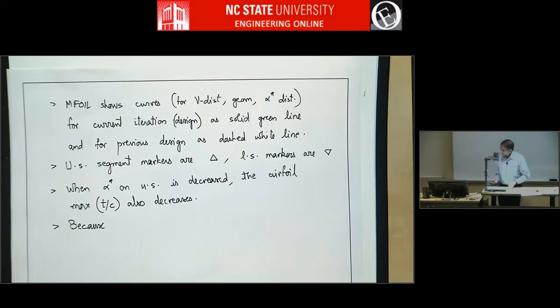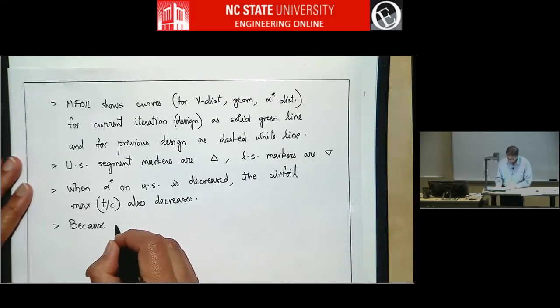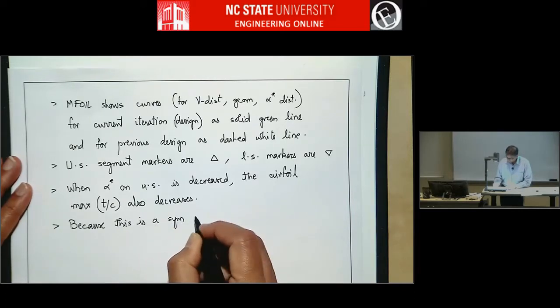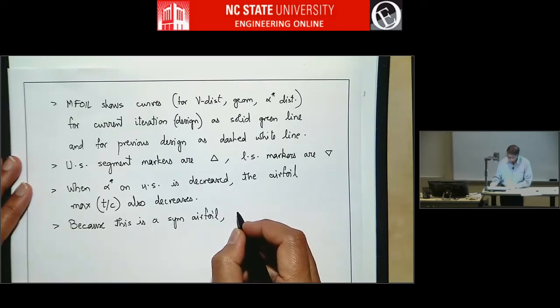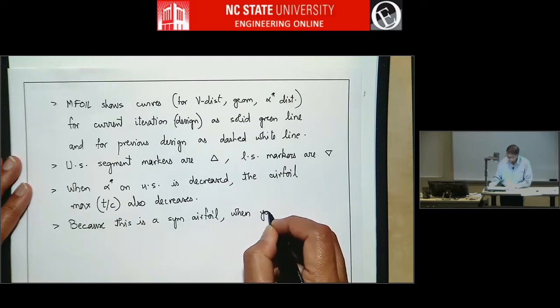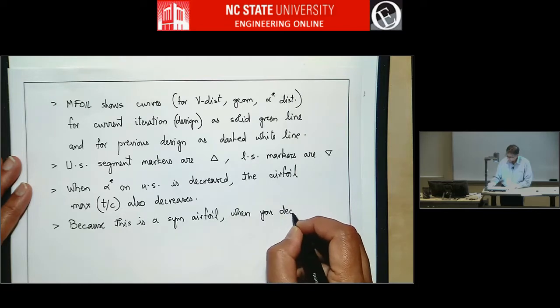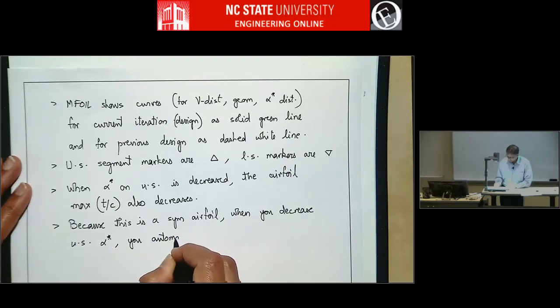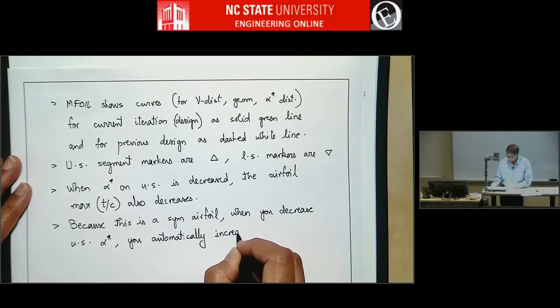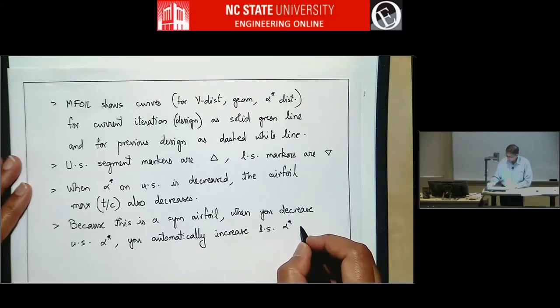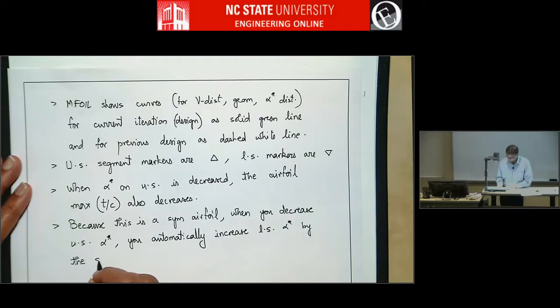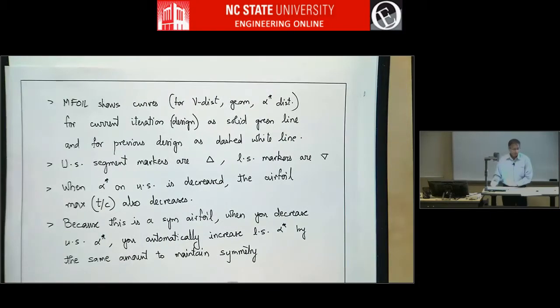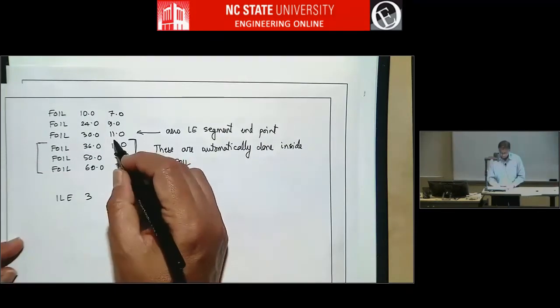Okay. Yeah, because when you decrease upper surface alpha star, you automatically increase lower surface alpha star by the same amount to maintain symmetry, and that's why I'm starting to wonder if this should be negative, I believe. Okay, let's do this.